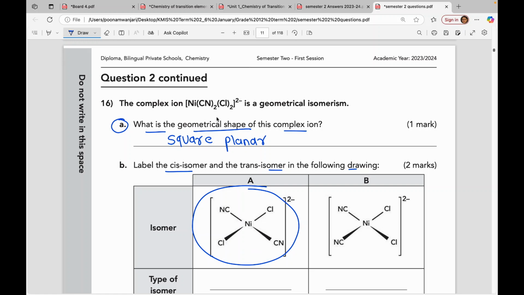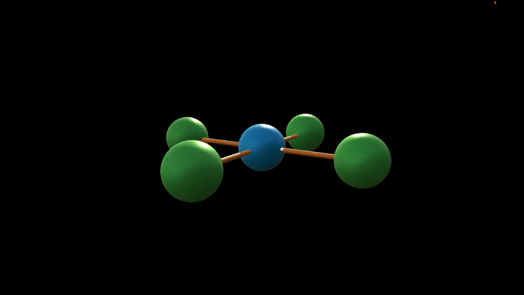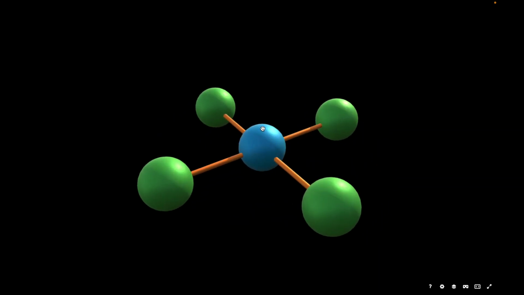And I can show you, this is the 3-dimensional arrangement of square planar geometry. So we can easily see four ligands are arranged around the central atom. This is nickel, with Cl, the chloride ion.